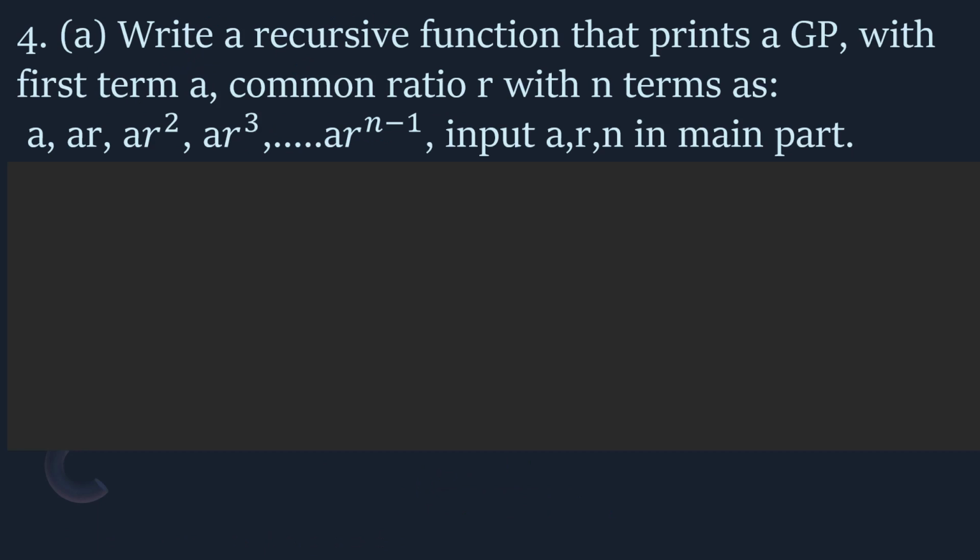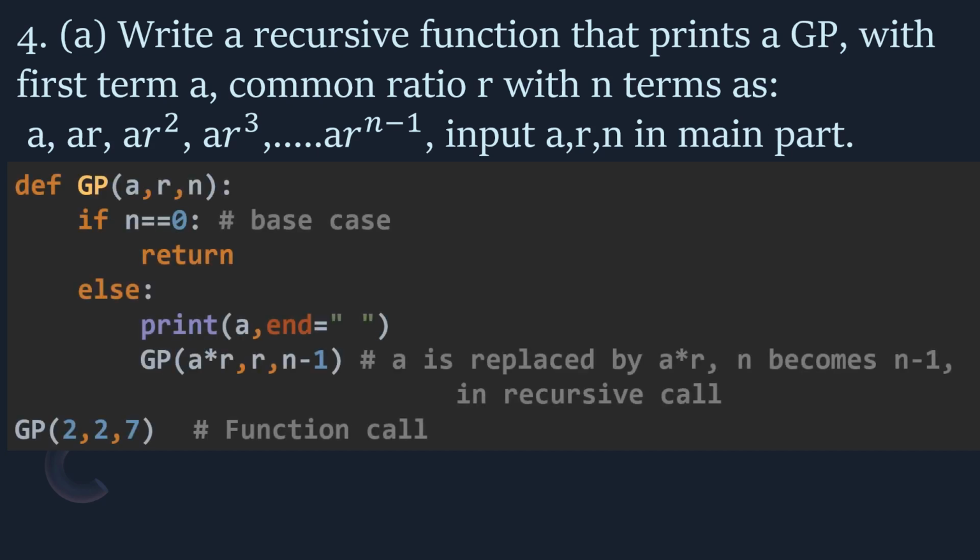Now write a recursive function that prints a geometric progression with first term a, common ratio r, and n terms as a, ar, ar square, ar cube, like this till ar to the power n minus 1. And you have to input a, r, n in the main part. So you can see this recursive function can be like this.